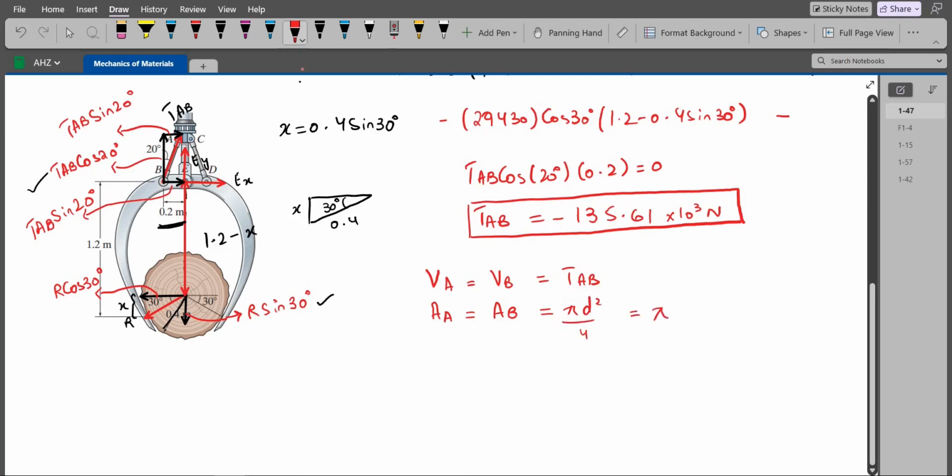So pi into 25 millimeters, so 25 exponent negative 3, because we have to convert it into meters, squared, divided by 4. So the cross-sectional area comes out to be 4.909 exponent negative 4 meters squared.